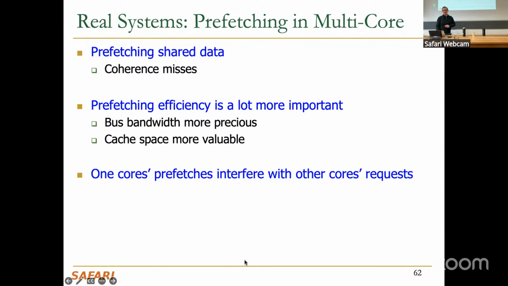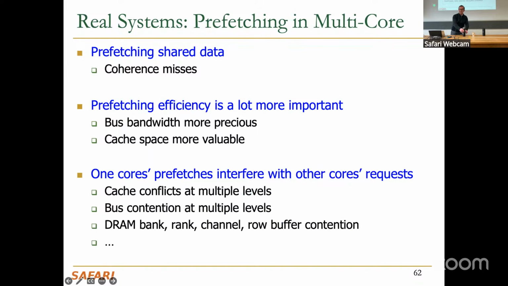And in these shared structures or shared media, one core's prefetches interfere with other cores' requests. So you can get cache conflicts at multiple levels. You can get bus contention at multiple levels. And you know very well that you can get DRAM conflicts at different parts of the DRAM, right? So it becomes a lot more important to, let's say, throttle the prefetches such that you don't run into these problems. There's also another issue, which is prefetching shared data, right? If you have shared data and you're keeping the caches coherent, which we're going to talk about in later lectures, how to do that in more detail.